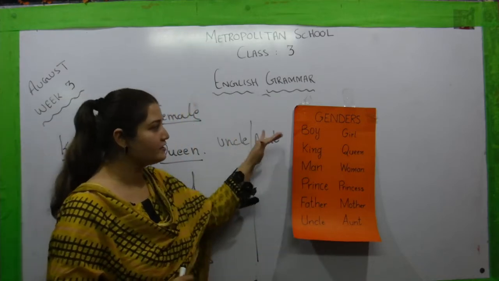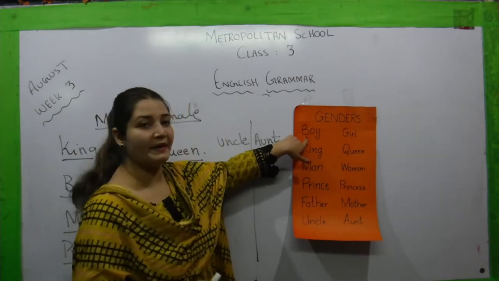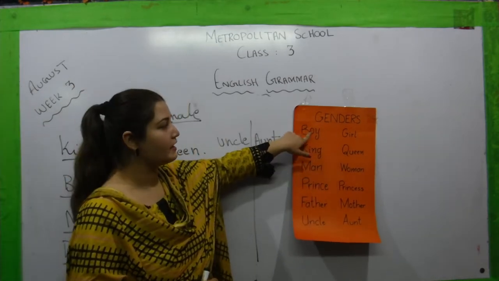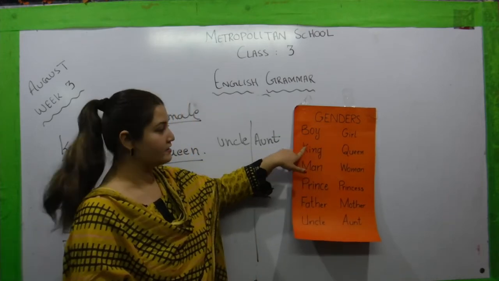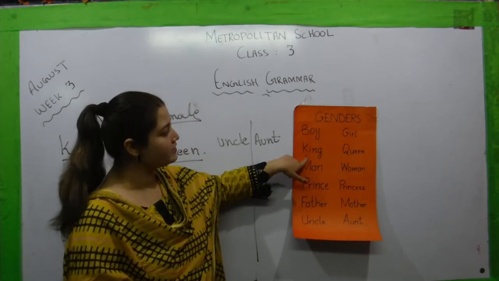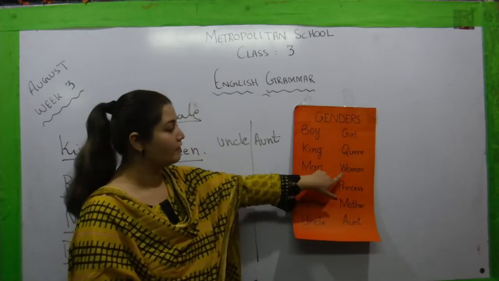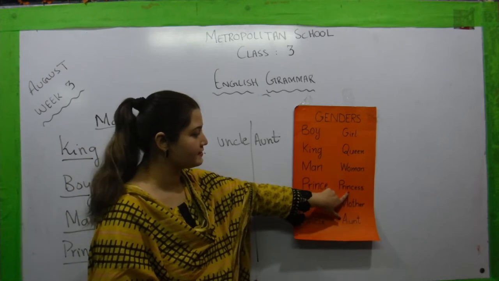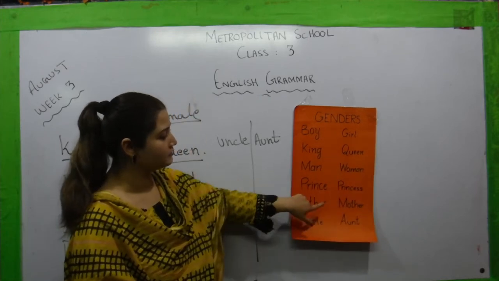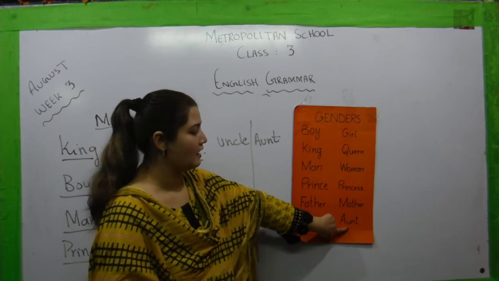Now let's repeat these genders again with me. Boy is the male gender and its female gender is girl. The next one is king. It is the male gender and its female gender is queen. Man, woman, prince, princess, father, mother, uncle, aunt.